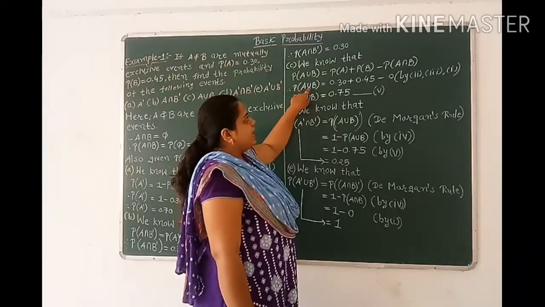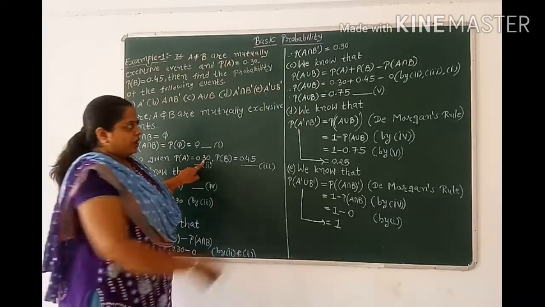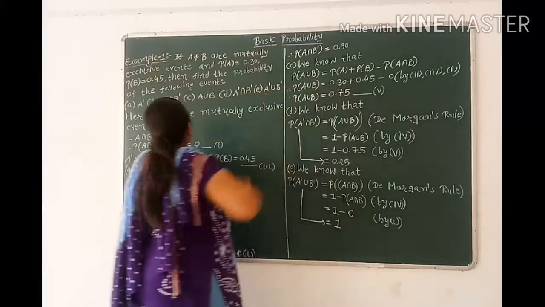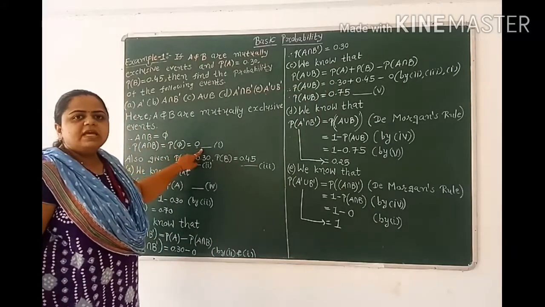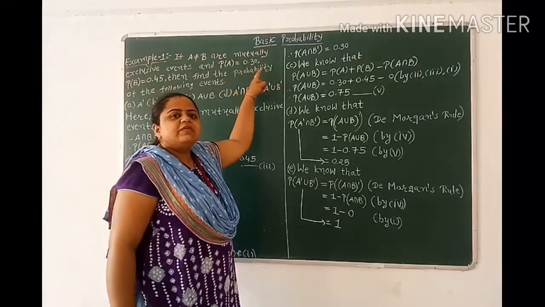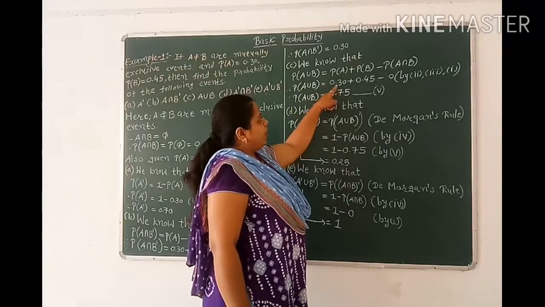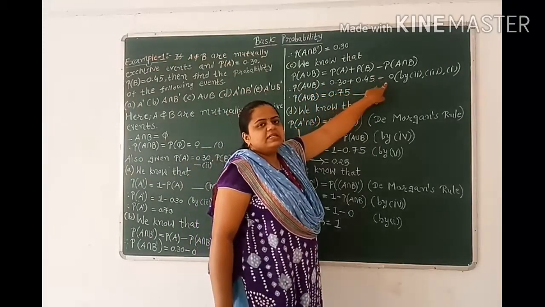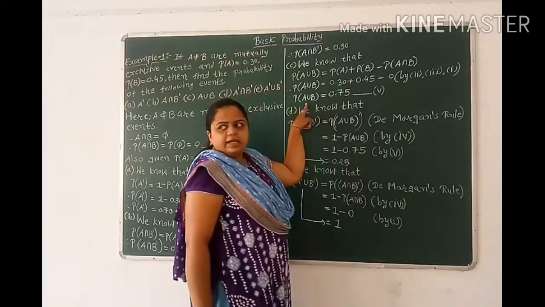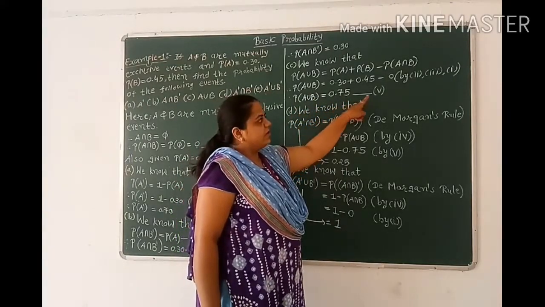Therefore, probability of A union B equals probability of A, which is 0.30, plus probability of B, which is 0.45, minus probability of A intersection B, which is 0 since A and B are mutually exclusive events. So probability of A union B equals 0.30 plus 0.45 minus 0 equals 0.75. Therefore, probability of A union B equals 0.75. Give equation number.